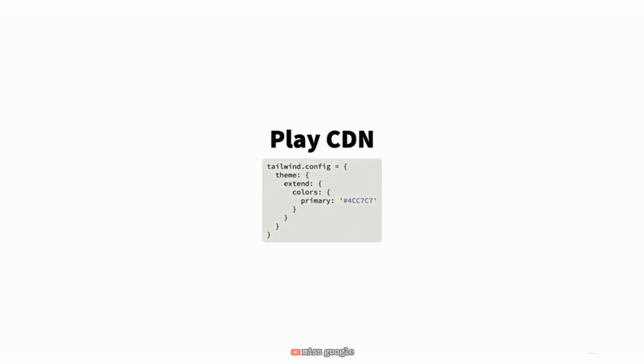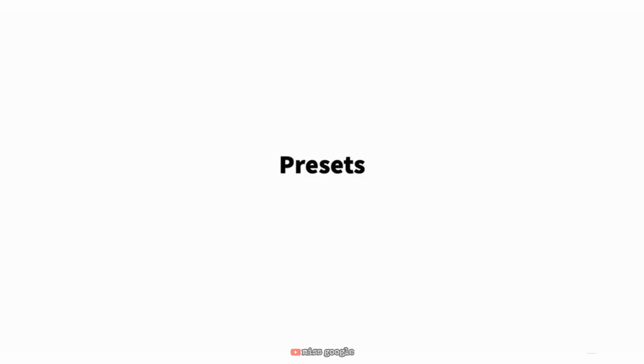If you're using the Play CDN, you use a tailwind.config object. I'm creating the same primary color here. Now notice that there's no content section. That makes sense because the Play CDN is a JavaScript file that will already analyze the HTML document that calls it. Let's talk about some of the other options.